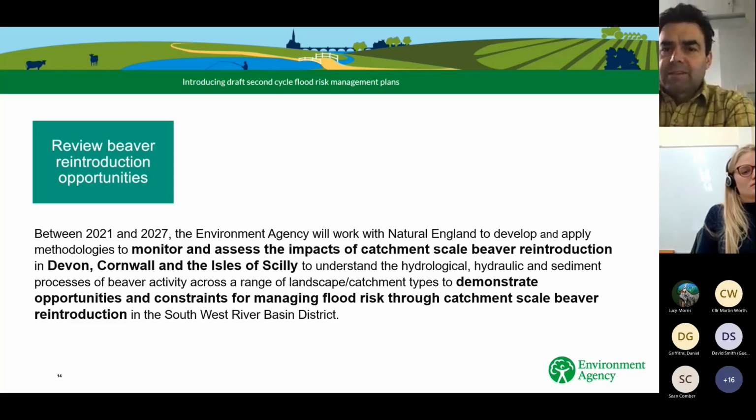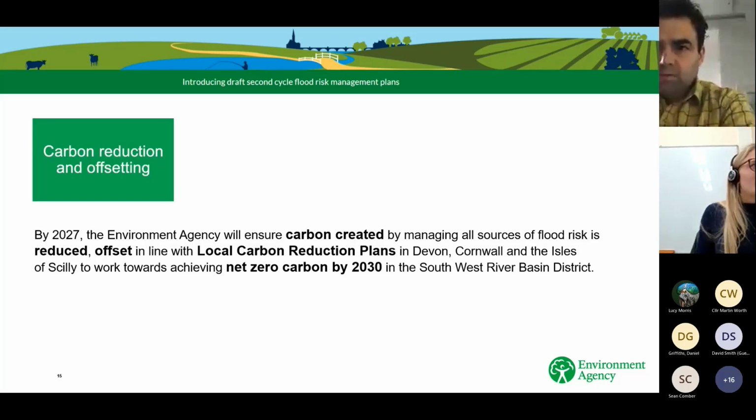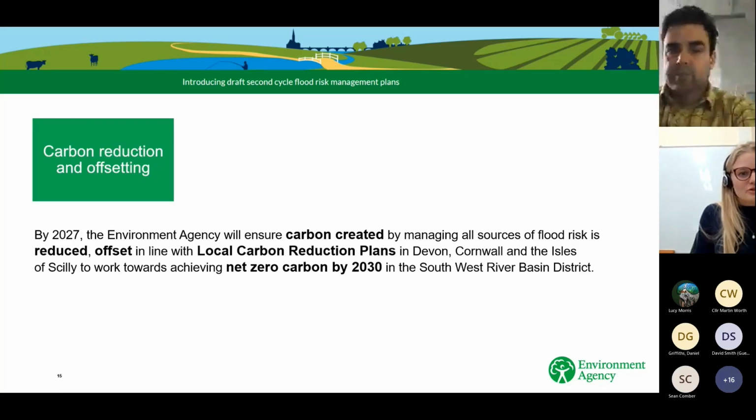So thanks, Simon. Great, thanks. Carbon reduction offsetting. This is more of a Devon, Cornwall and Isles of Scilly wide measure that we'd like to reduce and offset our carbon to achieve the net zero carbon pledge, which the Environment Agency has put out for 2030.